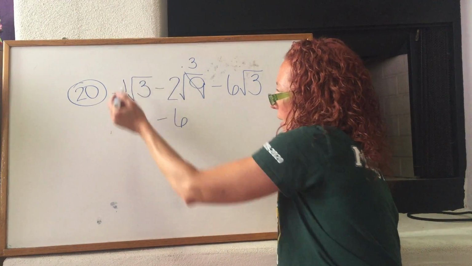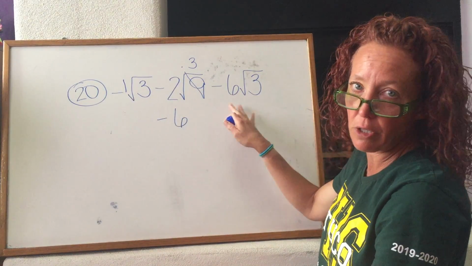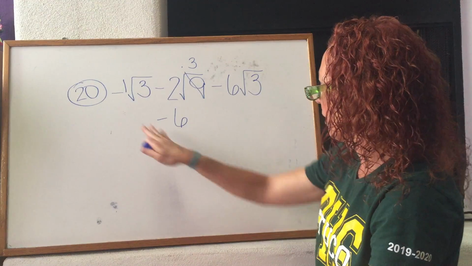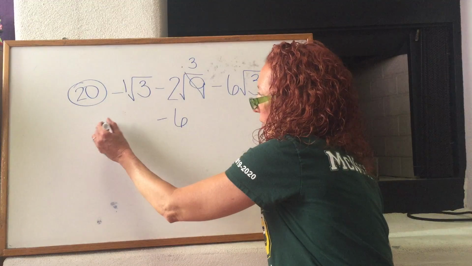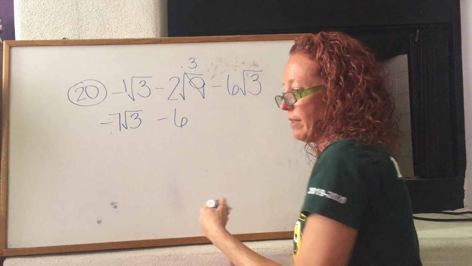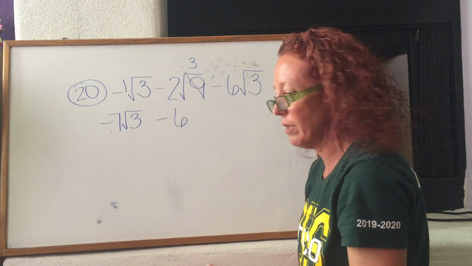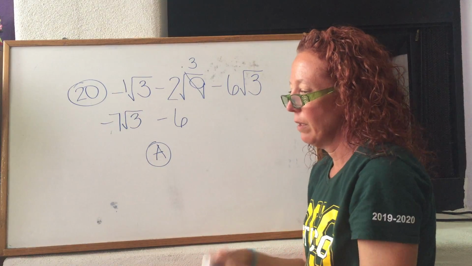I do have a 1 in front of that. These two terms are like terms because they're both radical 3. So if you have a negative 1 and a negative 6, you have a negative 7 radical 3 minus 6. It's possible I wrote it backwards. Nope, right there. Answer is A. Fabulous.